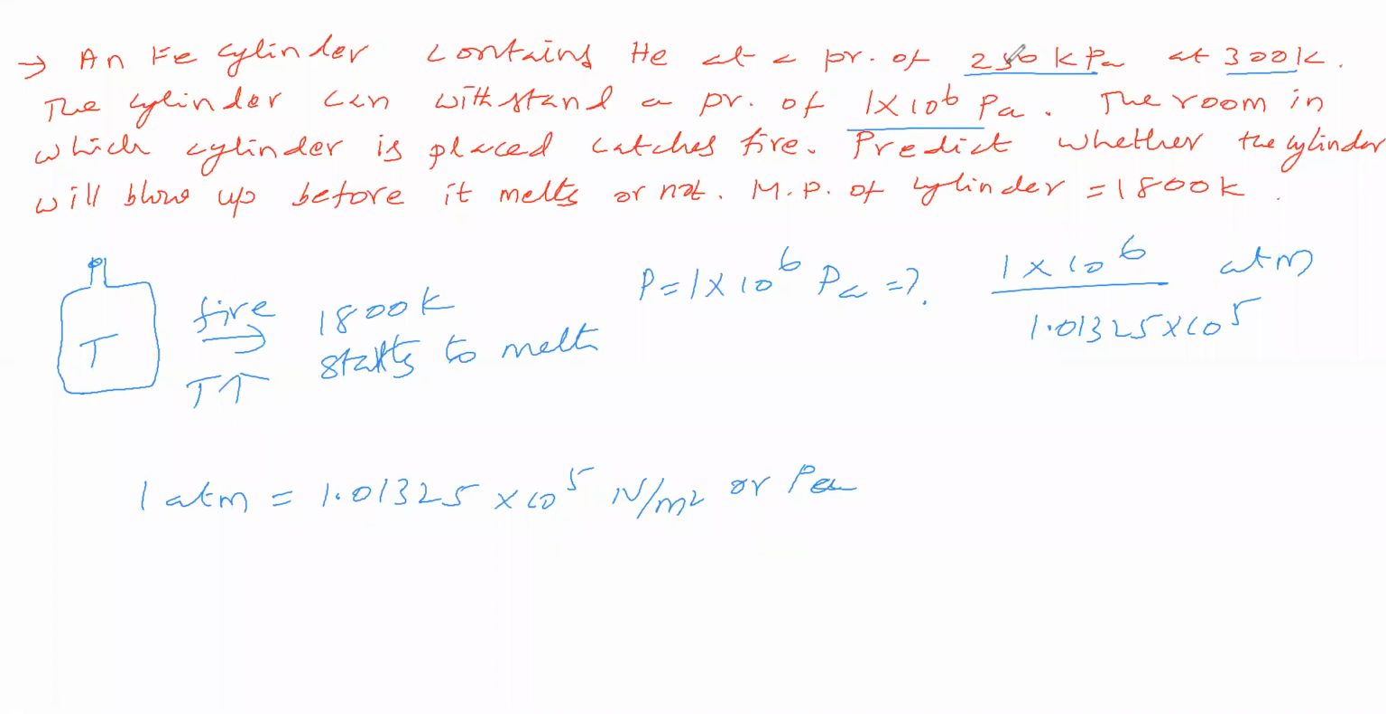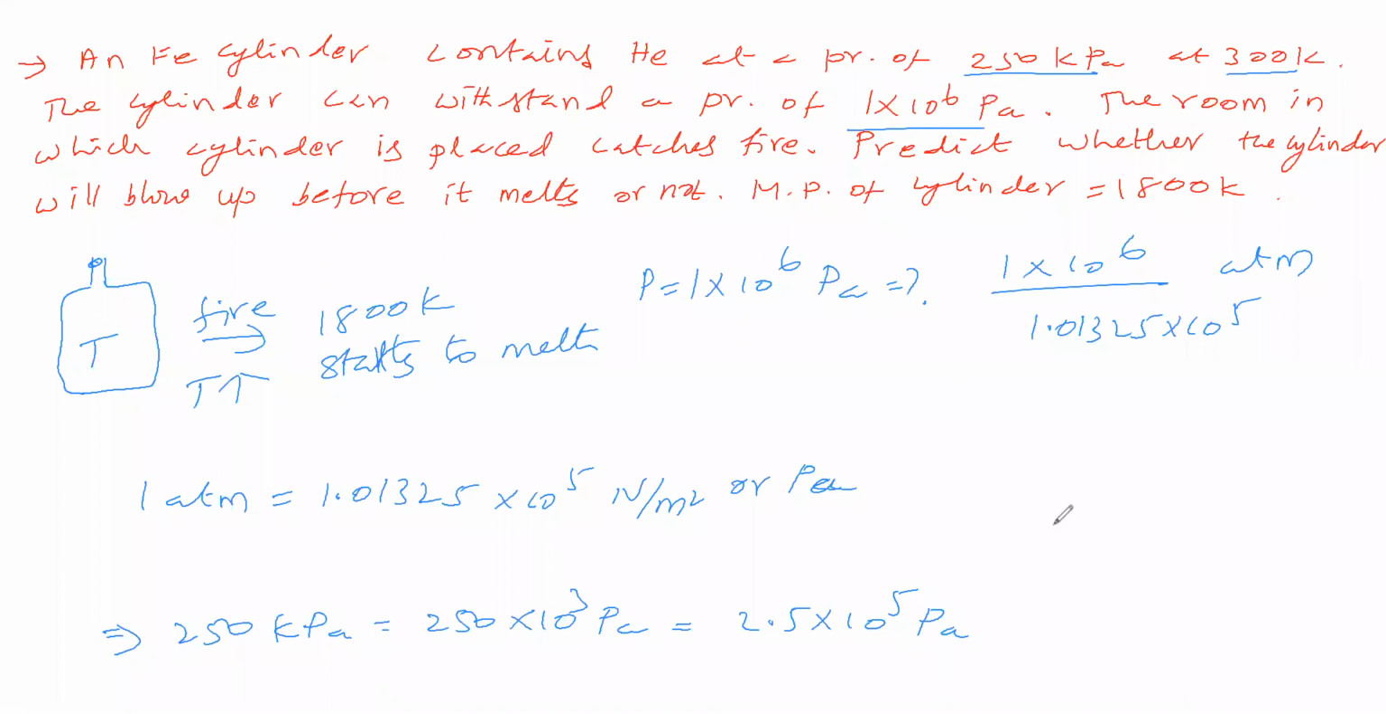Now this pressure of gas is 250 kilopascal, which means 250 into 10 to the power of 3 Pascal, therefore 2.5 into 10 to the power of 5 Pascal. So the pressure of helium gas is less than the limit. The cylinder can withstand a maximum of 10 power 6. If the pressure exceeds this 10 power 6, it will burst, isn't it?